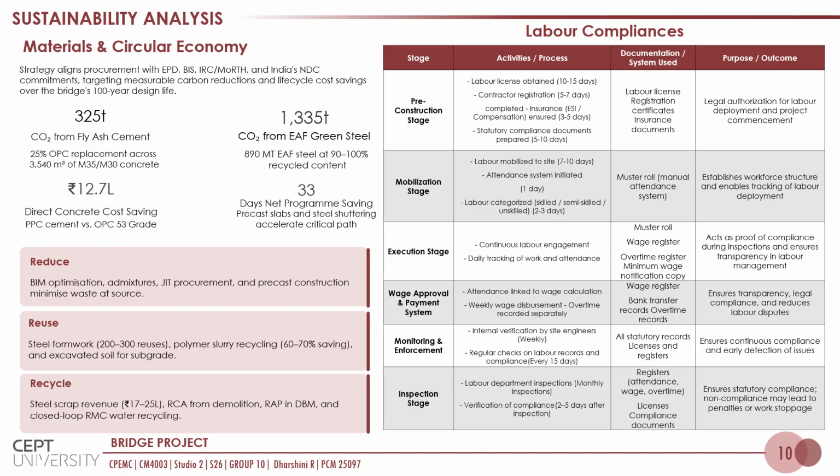This slide also explains labor management and statutory compliances during execution. The labor compliance process was divided into pre-construction, mobilization, execution, wage payment, monitoring, and inspection stages. Documentation such as labor license, insurance records, attendance registers, wage registers, and overtime records were maintained throughout the project. Regular inspection and compliance verification ensured legal compliance and minimized labor-related disputes. This process also improved workforce transparency and material monitoring efficiency.